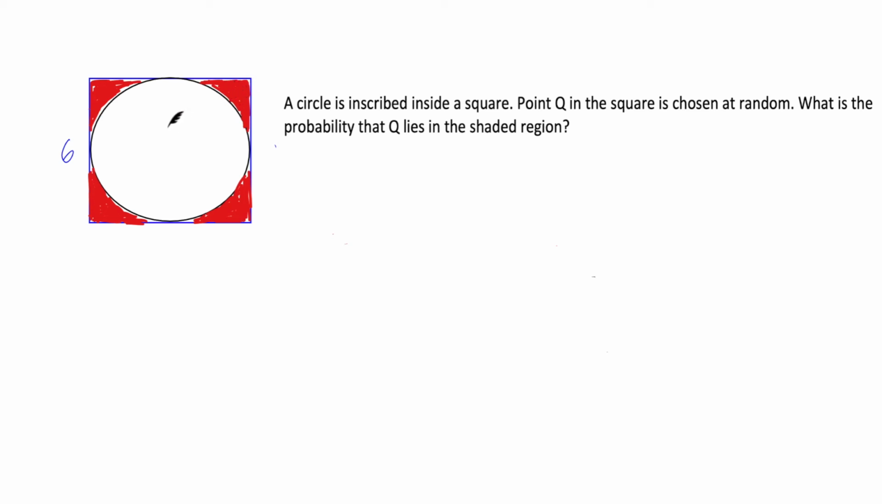So you subtract the area of the circle from the area of the square, and we will get the area of the shaded region. Let's do the math. So the area of the square is 6 into 6. The side is already given to us. 6 into 6, which is 36 cm square, or whatever the units are.